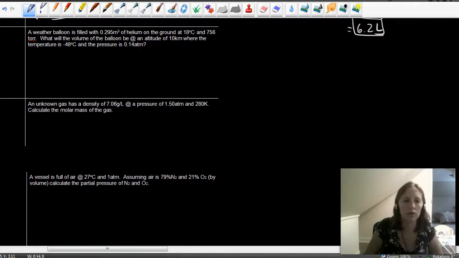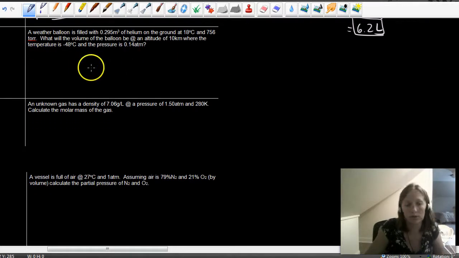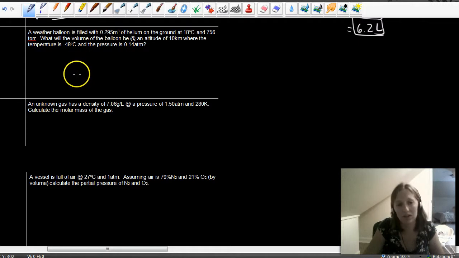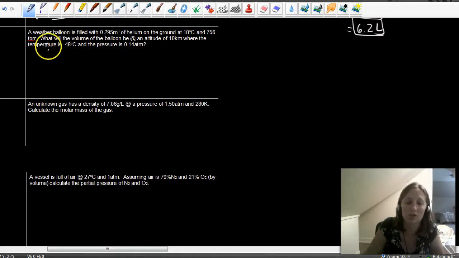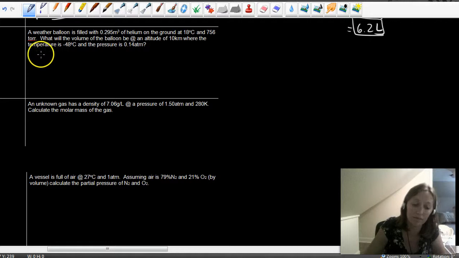Woo! Alright, question 2. A weather balloon is filled with 0.295 meters cubed of helium on the ground at 18 degrees Celsius and 756 torr. What will the volume of the balloon be at an altitude of 10 kilometers where the temperature is negative 48 degrees Celsius and the pressure is 0.14 atmospheres? That's so mean. It really is mean because look at all of those units that you have to convert. Alright, first we have volume in meters cubed, which is terrible.